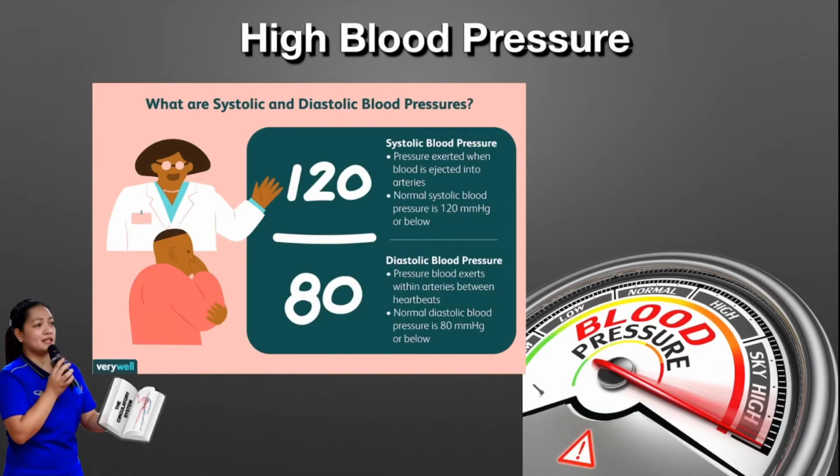Everyone's blood pressure will be slightly different. What's considered low or high for you may be normal for someone else. The normal systolic blood pressure is 120 millimeters of mercury or below, and the normal diastolic blood pressure is 80 millimeters of mercury or below.